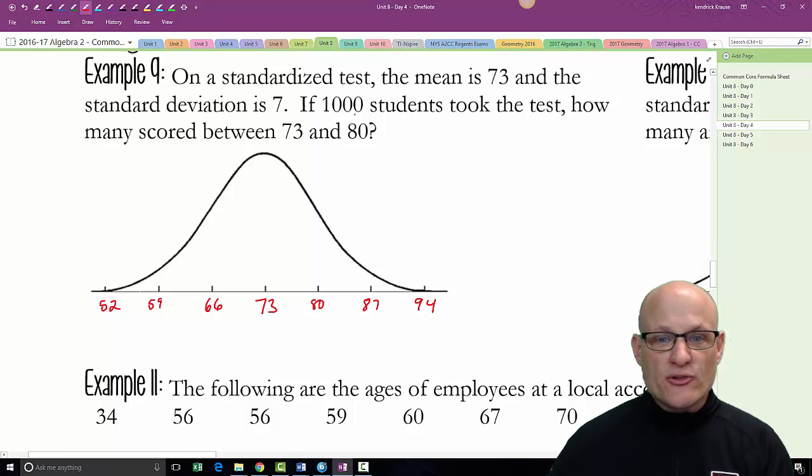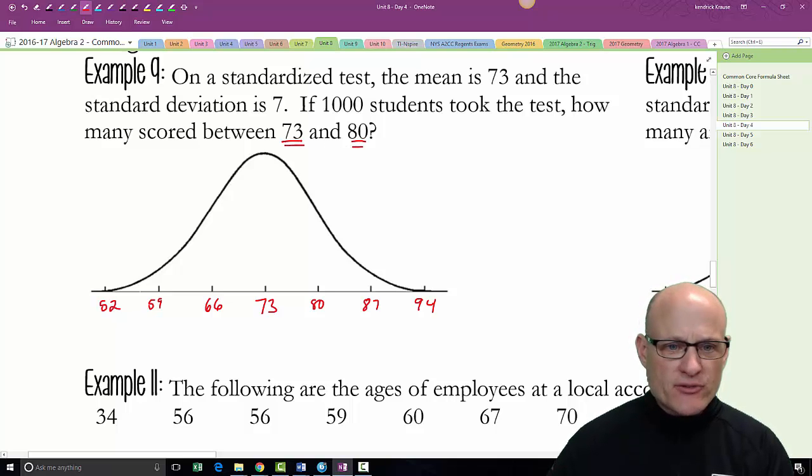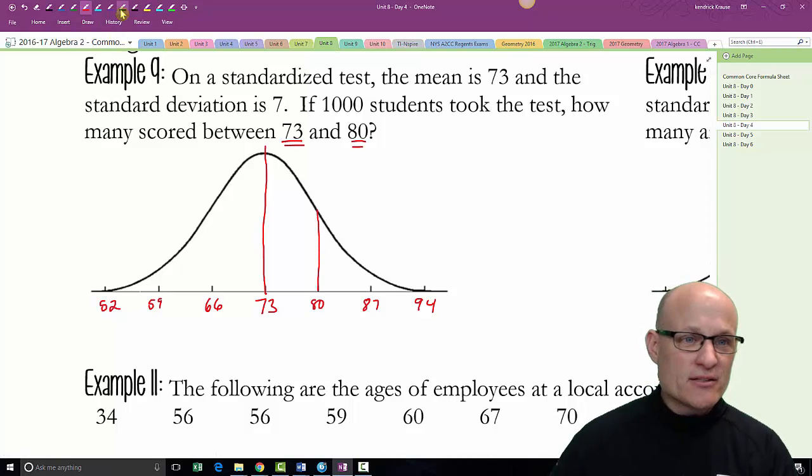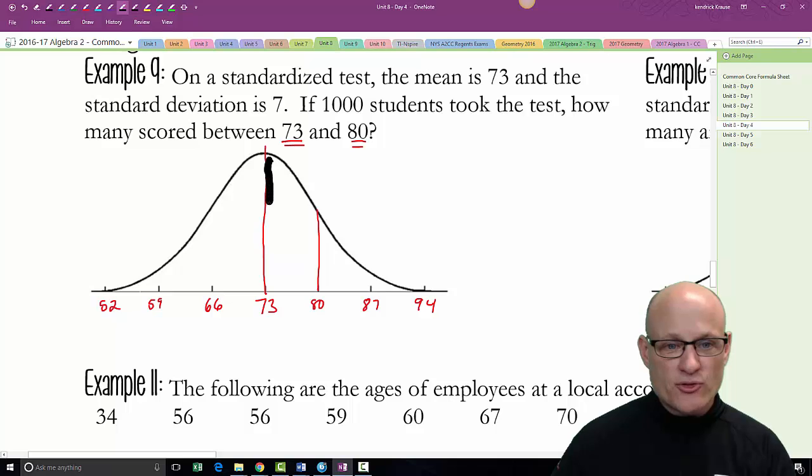If 1,000 students took the test, how many scored between 73 and 80? Now, it's really in your best interest to highlight these, 73 and 80, and shade it in, because we're talking about this area right here. So shade it in. We're talking about all of this.